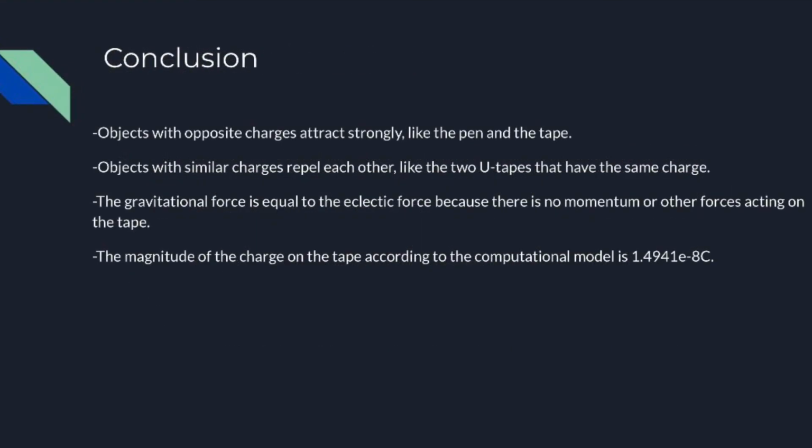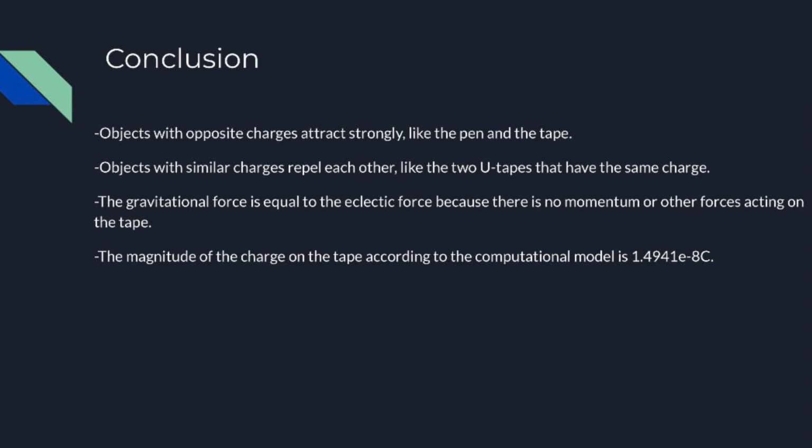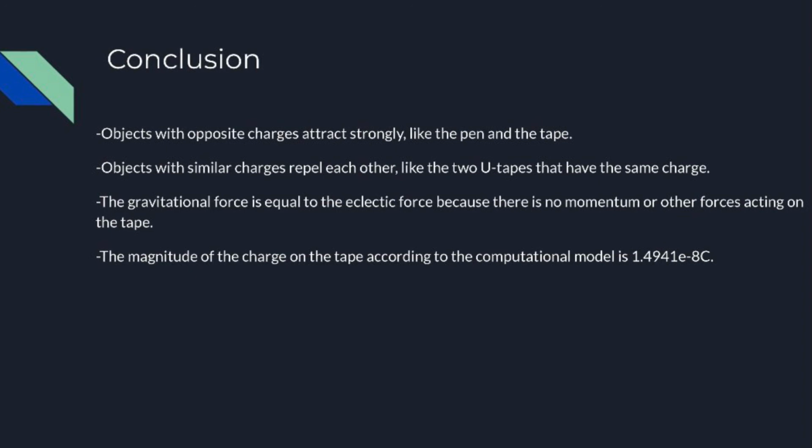To wrap up, we can make some conclusions from this lab. Objects with opposite charges attract strongly, like the negatively charged pen and the positively charged U-tape. Objects with similar charges repel each other, like the two U-tapes that had the same charge. The gravitational force is equal to the electric force because there is no momentum or other forces acting on the tape. The magnitude of the charge on the tape, according to the computational model, is 1.49 times 10 to the negative 8th coulombs. This can help us find the number of electrons on the tape by using Coulomb's law to get 9.33 times 10 to the power of 10th electrons.